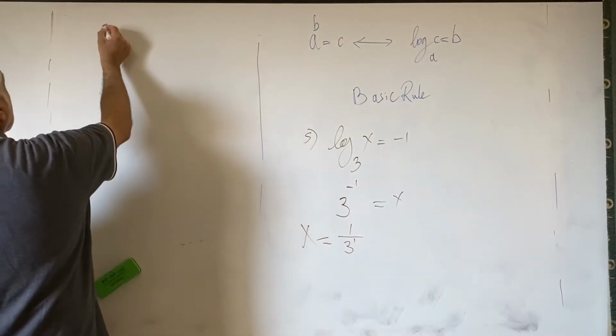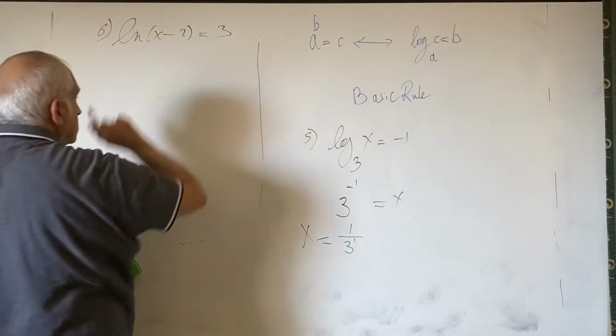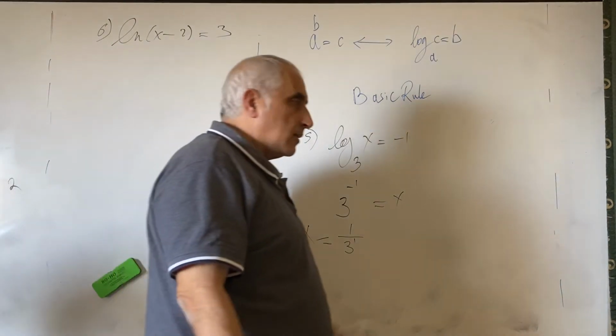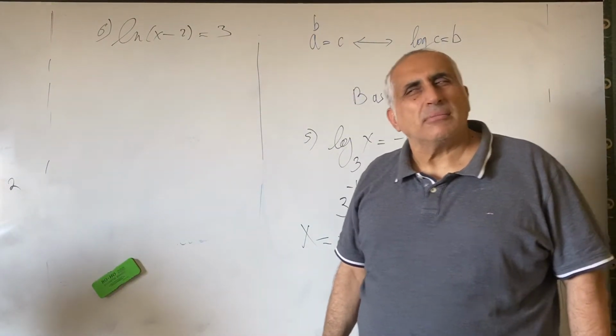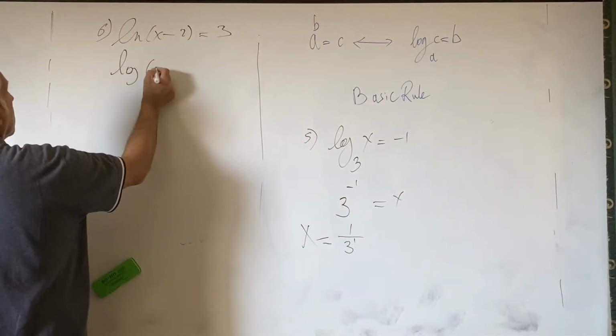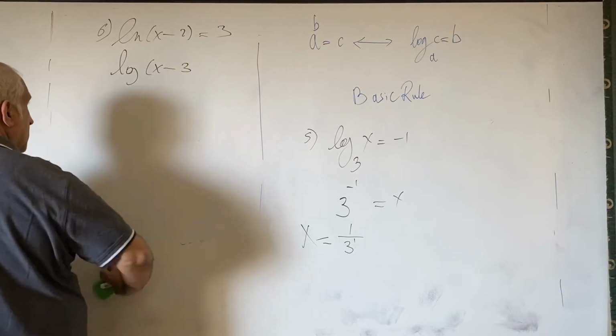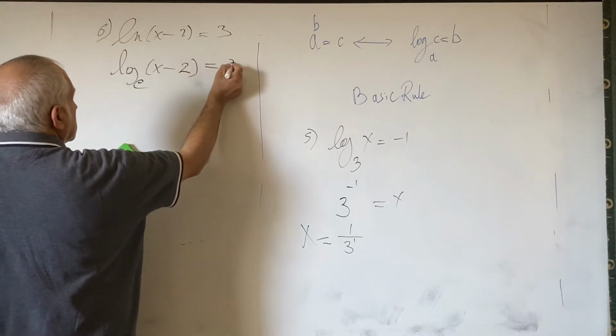How about number 6? ln(x − 2) equals 3. Oh my God, ln. Why, no, ln is actually log. So I can rewrite it like this: log of x minus 2 to base e equals 3.